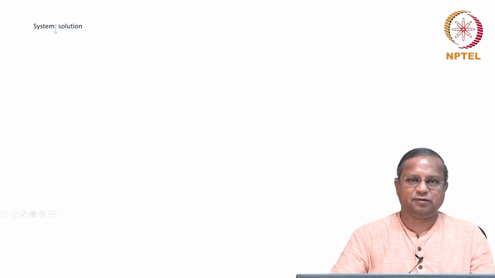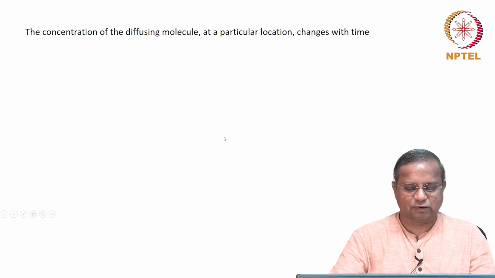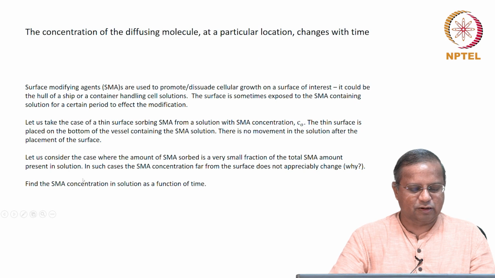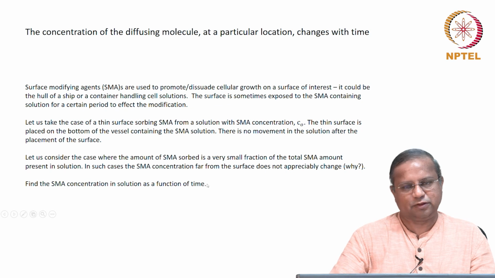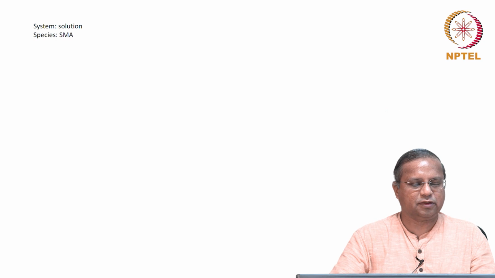So, let us take the system as the solution, that is the space. We are going to focus on the space here. We are going to leave out the surface from our consideration, because we want to know the concentration profiles, the variation of the concentration profiles here with time. That is what is given here, right? Find the SMA concentration in solution as a function of time and space. So, we are going to consider the solution as a system. The species, of course, is the surface modifying agent, SMA.